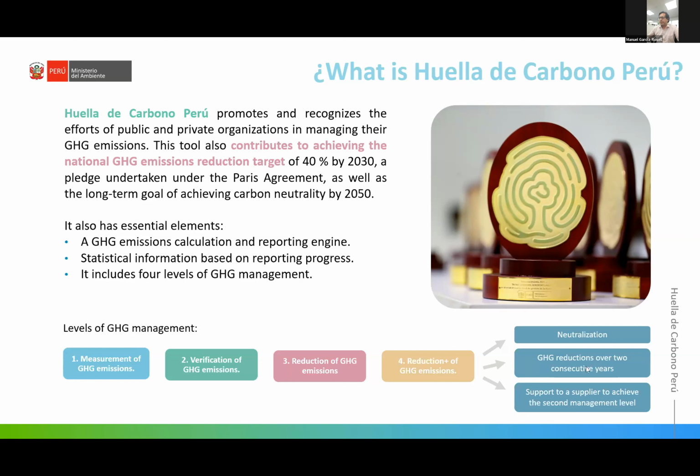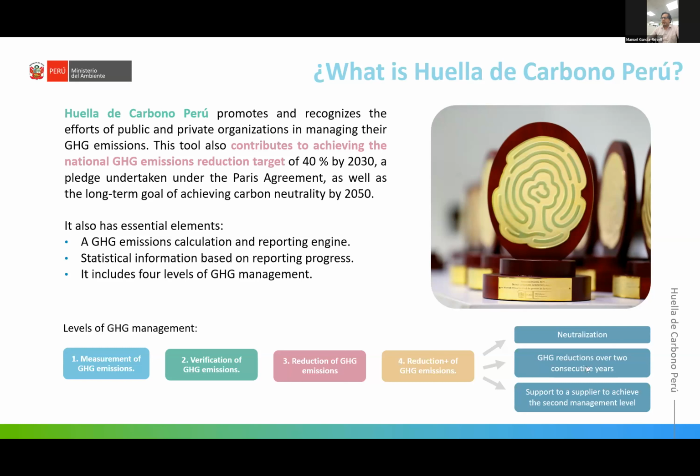And the last one, the fourth, we call reduction plus, of the GHG emission reductions, which involves three options. The first is to achieve the neutralization of emissions of the entity. The second option is the reduction over two consecutive years, and the third is to support a supplier to achieve the second management level in this entity.